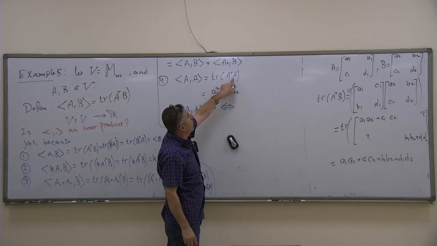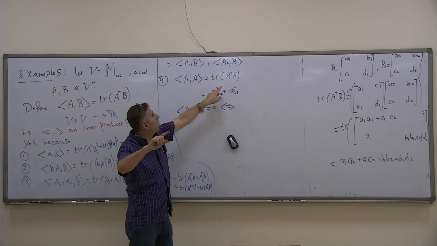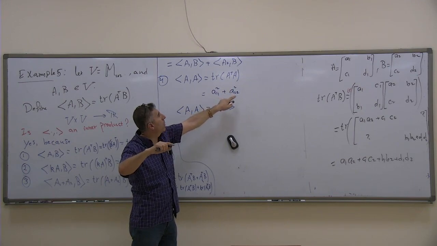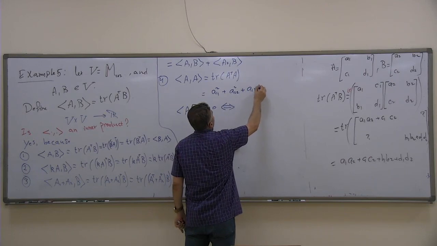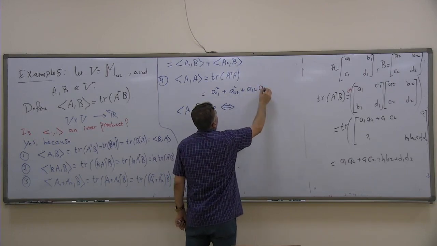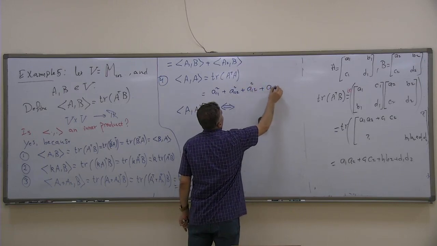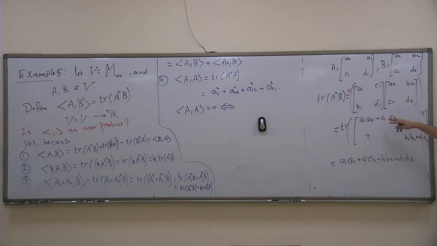Trace A transpose A. What is that? That is going to be A11 multiplied by A11, plus A12 multiplied by A12, which is A12 squared, plus A21 multiplied by A21, which is A21 squared. So you can see it from here if that's not clear to you.